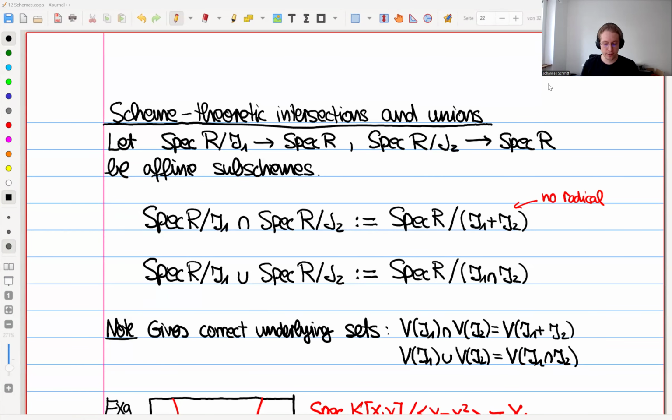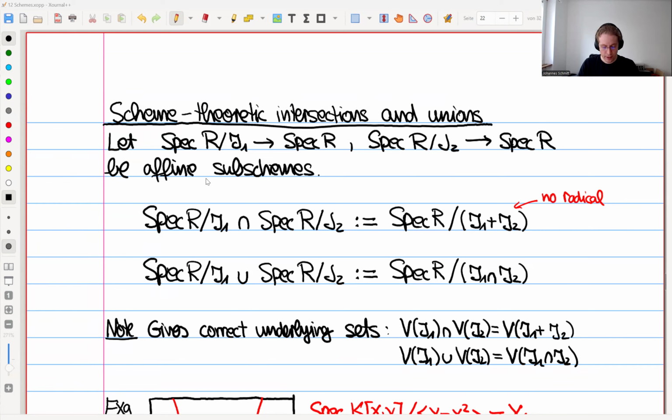Now that we have defined affine subschemes of an affine scheme, we can also have a nice construction of unions and intersections. And the good thing is that because the affine scheme records the full data of the ideal cutting it out, we get a very natural formula here. So assume you have two affine subschemes, Spec R modulo J1 inside Spec R and Spec R modulo J2 in there.